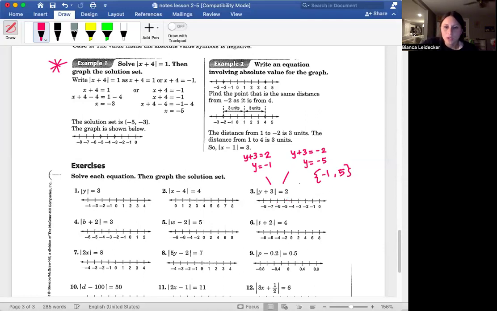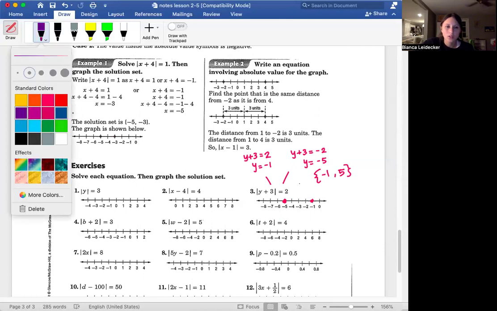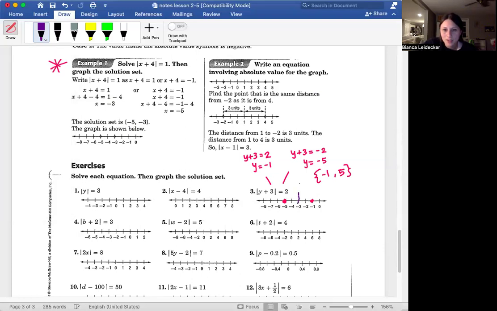So if I were to graph this, I would have -5 here and -1 here. Now I'm going to use what we talked about on creating our equations and look at how this number line works out. My median is at -3. The distance between everything is 2. The distance between the points and the middle, the midpoint, is 2.